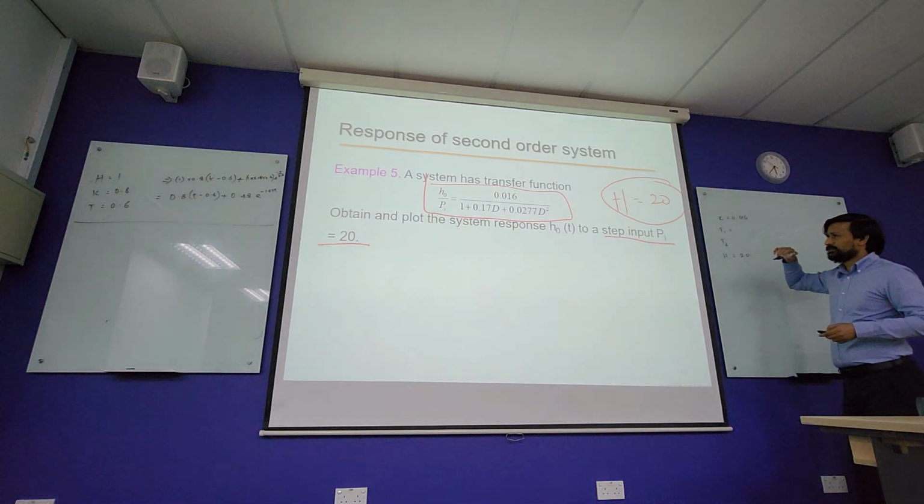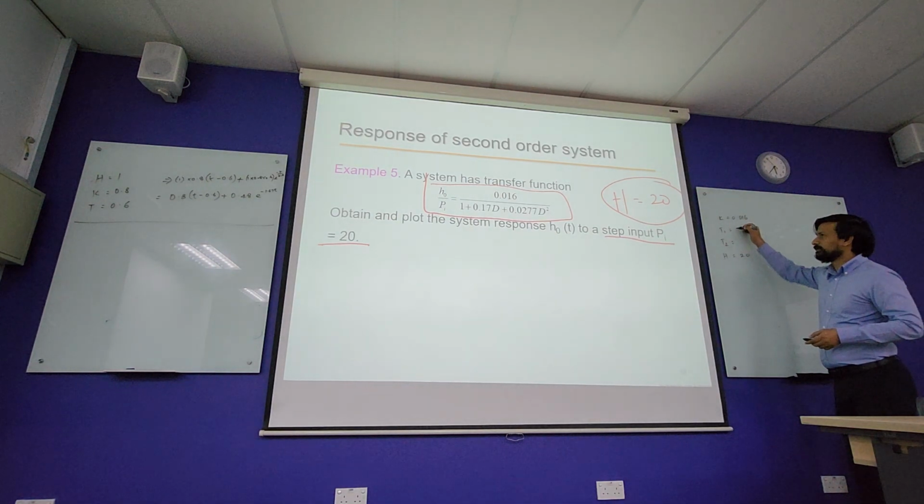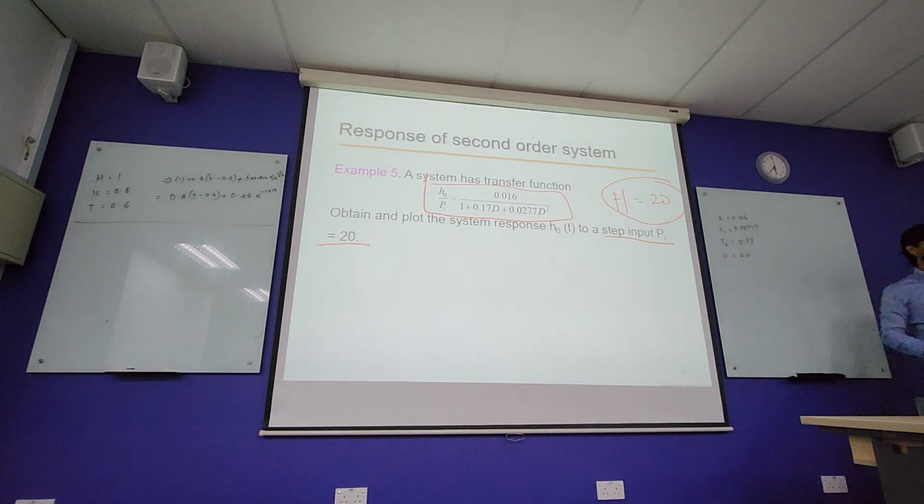Whereas the time constants are 0.17 and 0.0277, which are relevant to that. So from the question, you can record the values: what is the k value, what is t1, t2, and the h value? Okay. Any question at this moment?